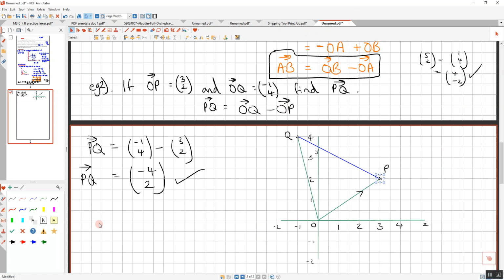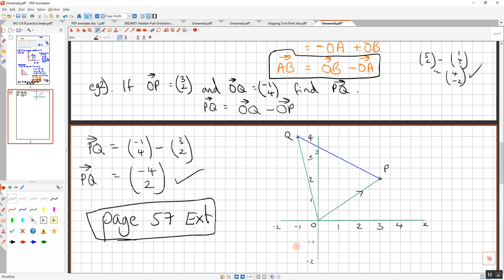Like literally 5 minutes, but let's have a look at it. It's going to be page 57 in the extended book. I've got some copies here, and for you, Ari, have a go at this at home.